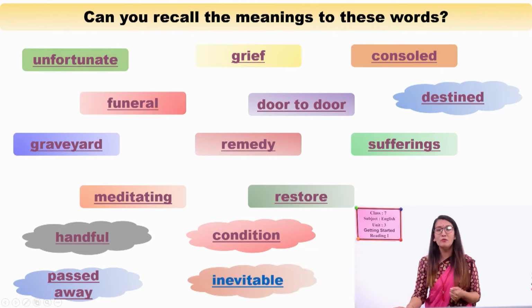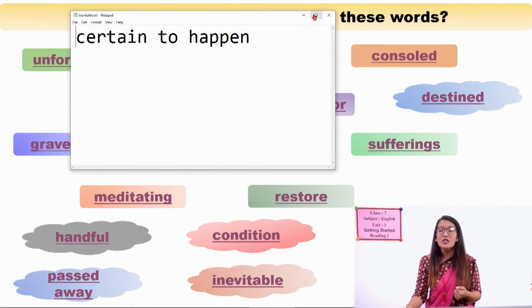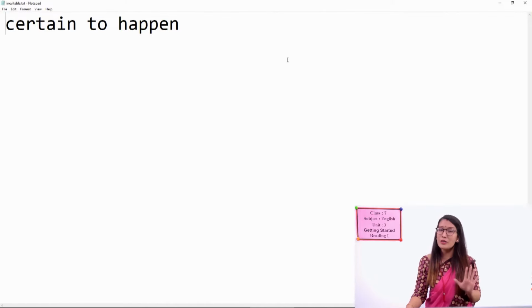Now another word is inevitable. Inevitable. It means certain to happen. Going to happen. It is going to happen. It will happen.